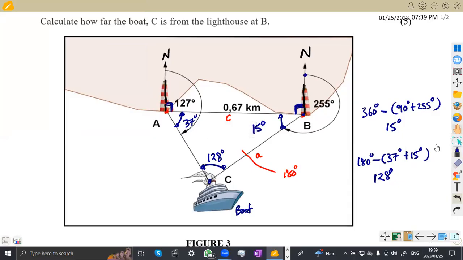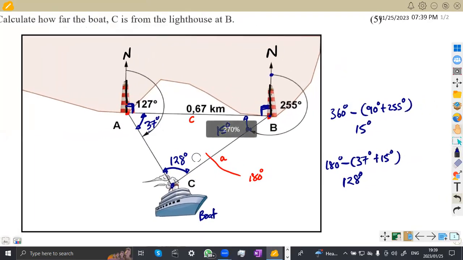Remember what we are supposed to calculate. We are supposed to calculate this A, from C to B. So we are calculating side A. Our triangle has all the angles there, and we only have one side that we are given, which is this 0.67 kilometers, which is opposite to angle C. Take note, this side is opposite to angle C. The side that we are calculating, which I referred to as A here, is also opposite to a certain angle, which is 37 degrees.